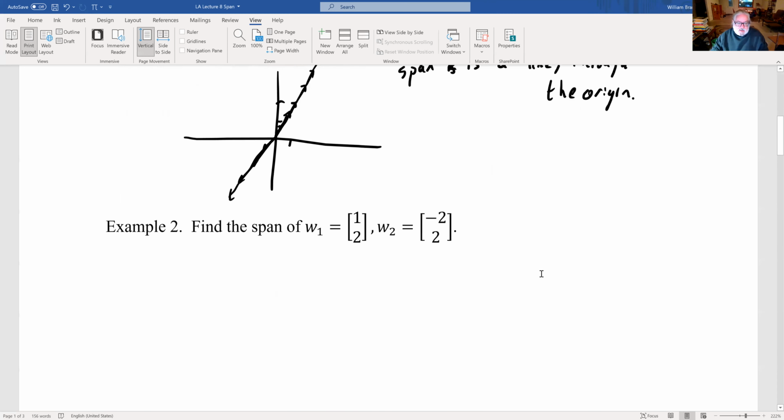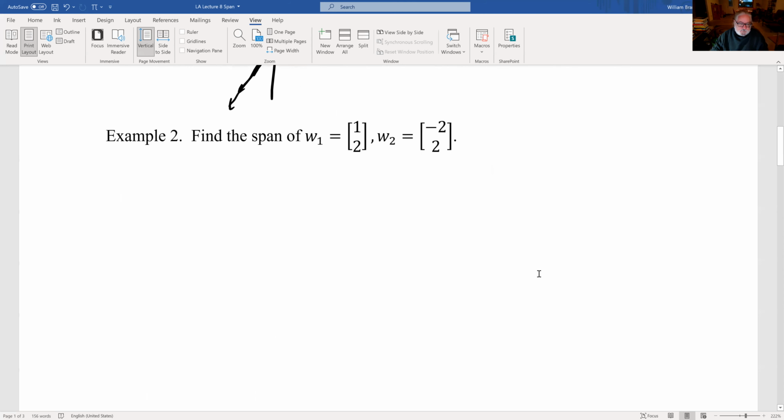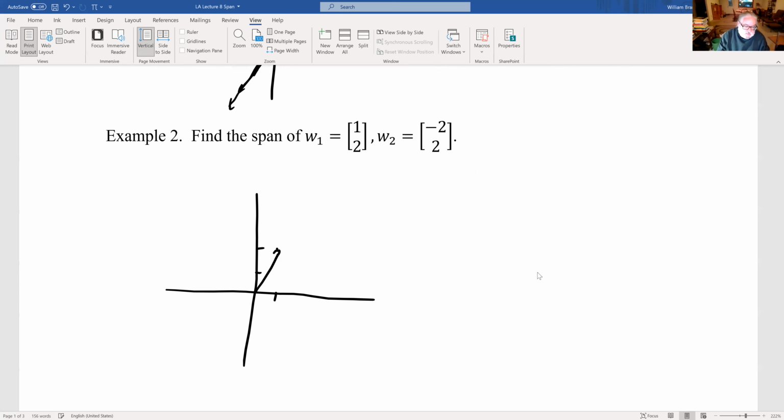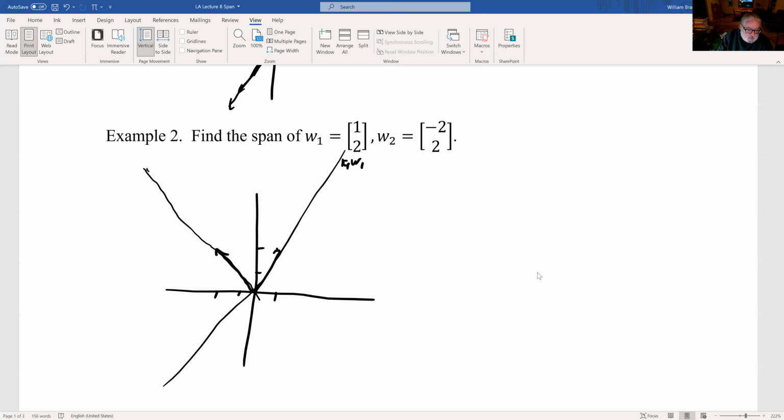Okay, so what's the span of W1 and W2? So we'll draw W1, which is 1, 2, like that, and W2, which is minus 2, 2. So what's the span of that? Well, the span of W1 is all of this. We'll call that K1 W1. The span of W2 is all multiples of W2, that's this line.